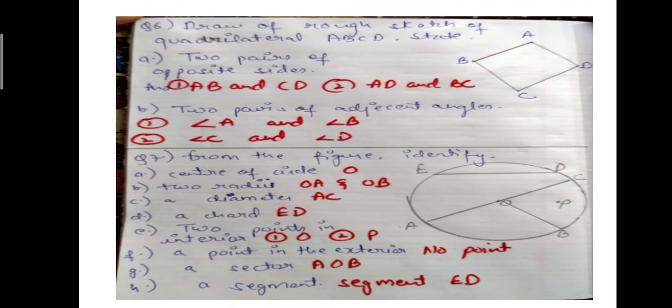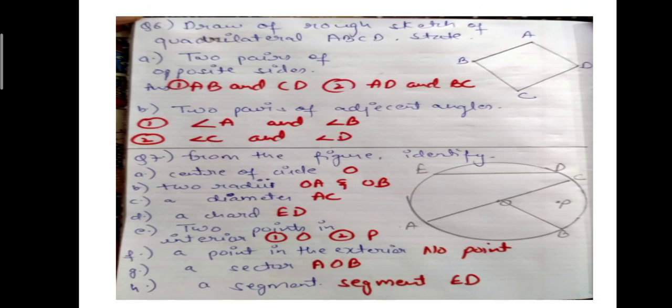So based on the figure you have to answer two pairs of opposite sides. ठीक है, opposite sides मतलब आमने सामने वाली side. तो clearly we can see that AB is opposite to CD and AD is opposite to BC. These two pairs of the sides are opposite to each other.